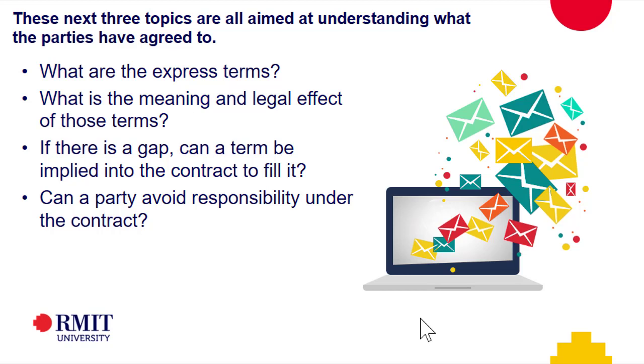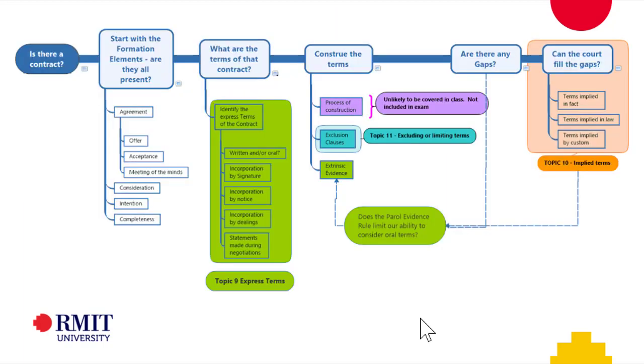the activities that they were involved in. So the kinds of questions we're talking about are, what are the terms? What are the express terms? Where would we find those express terms? What is the legal effect of those terms? If there's something missing, will a court fill that gap in? And ultimately whether a party can avoid responsibility or has obligations under the contract itself.